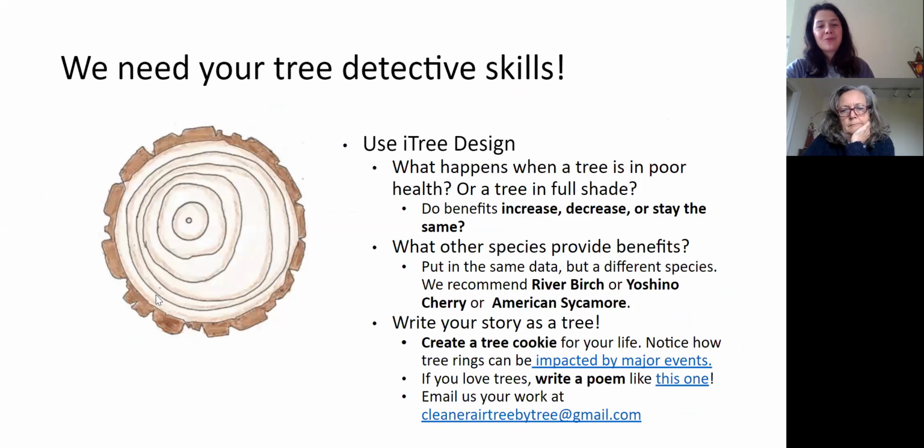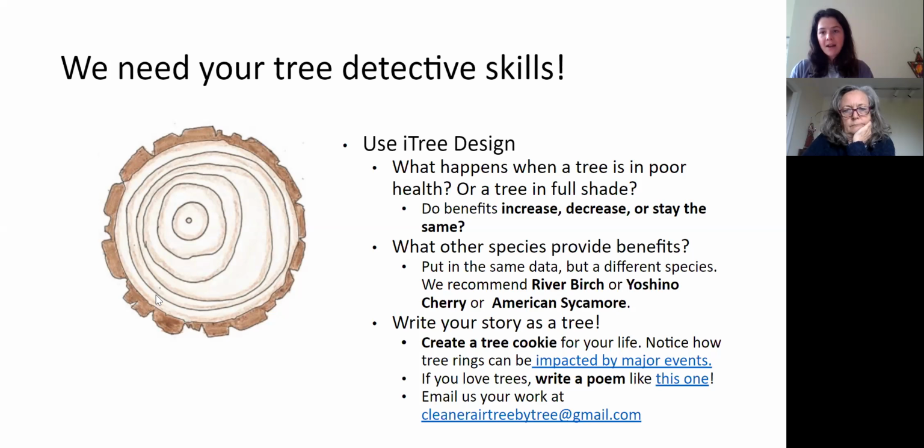So now that we have new tree detectives, I have some detective skills for you to put to use. You can use iTree Design and use this model to imagine that this tree that you've measured is actually in poor condition or is not getting the exposure to sun that it needs. Do you think, and can you see, do the benefits increase, decrease, or stay the same over the years? And what about other species in DC? Do they provide the same benefits that the oak tree does?